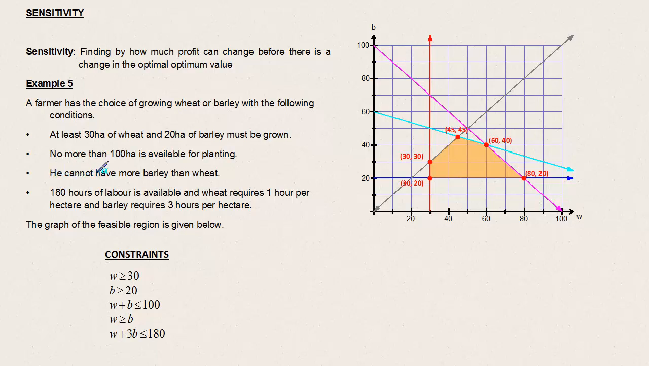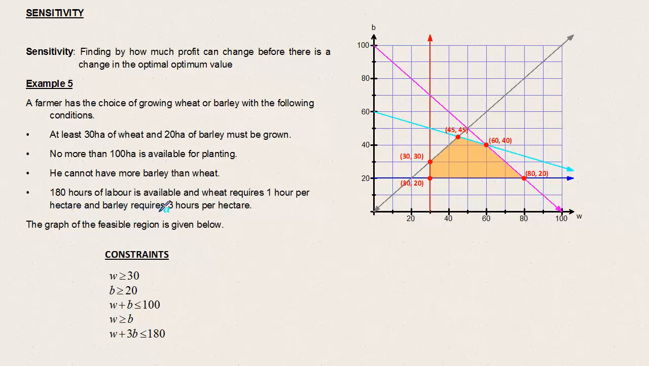No more than 100 hectares is available for planting, so that's this pink line down here. We have to be below that. That line gives us a total of 100 all the way along. He cannot have more barley than wheat. So this is the line where barley and wheat are equal. That's the line B equals W. He can't have more barley than wheat, but he could have more wheat than barley, so it's below this line.